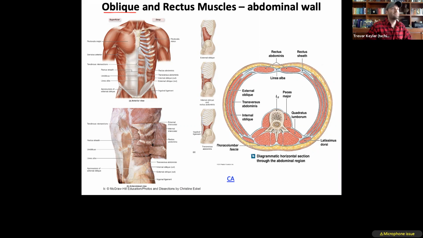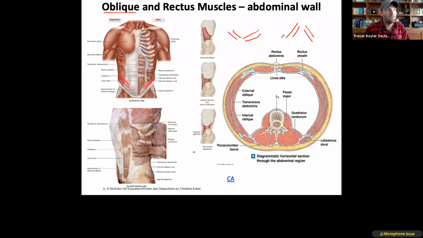Now I'm going to try to point these out. This isn't the best model, but if we look here, they've removed some of this, and we can see the outermost is the external obliques. And our fiber orientation on these, really they've cut away, is this. You can see this. These are your external obliques right here. Again, they make a deep V, just like the external intercostals made a V. And then deep to that, we have internal obliques. And you guessed it, they make an upside down V.